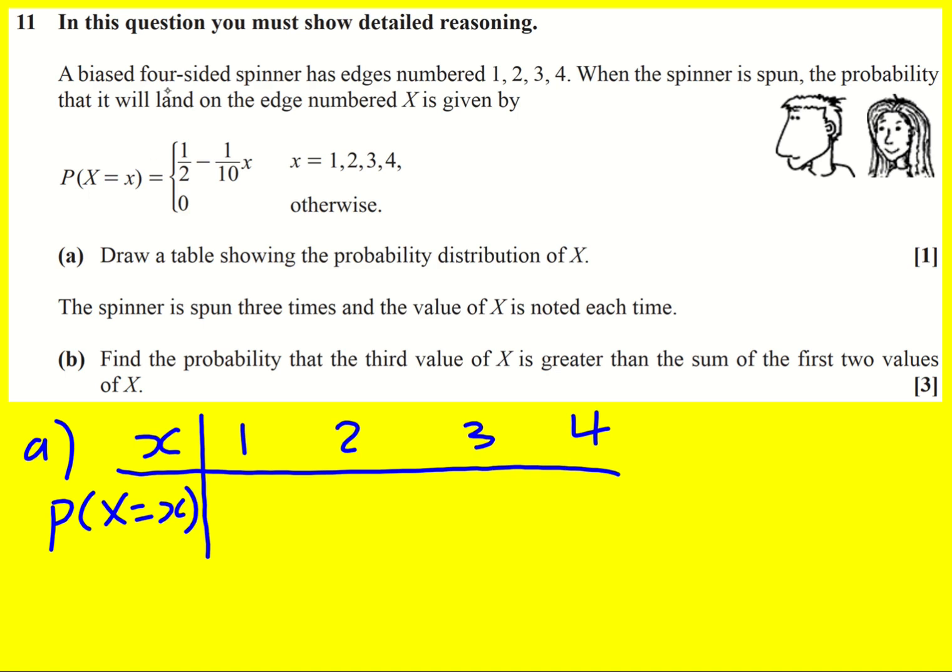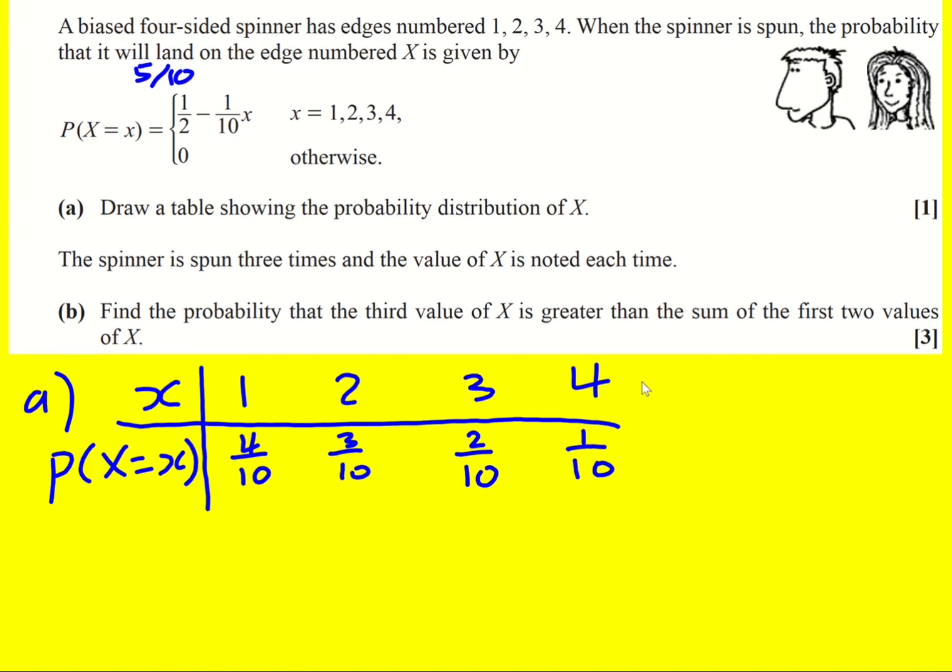So when x is 1, remember, a half is actually 5 over 10. So when x is 1, it's just 5 over 10 minus 1 over 10. It's going to be 4 over 10. And then it's going to be 5 over 10 minus 2 over 10. And it's just going to go down by 1 every time. So when it's 4, it's going to be 5 over 10 minus 4 over 10. So that is our table. It's a little bit easier to read, but it's not as concise as the probability function.